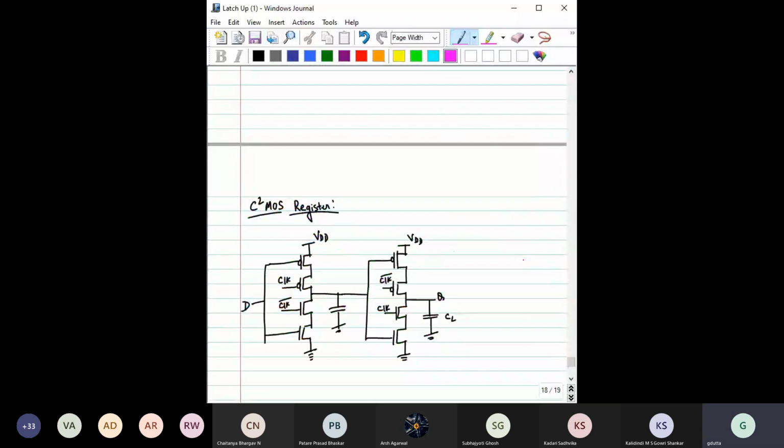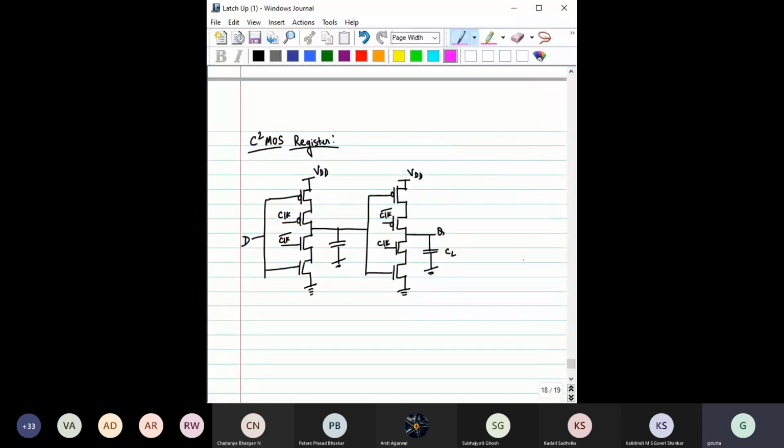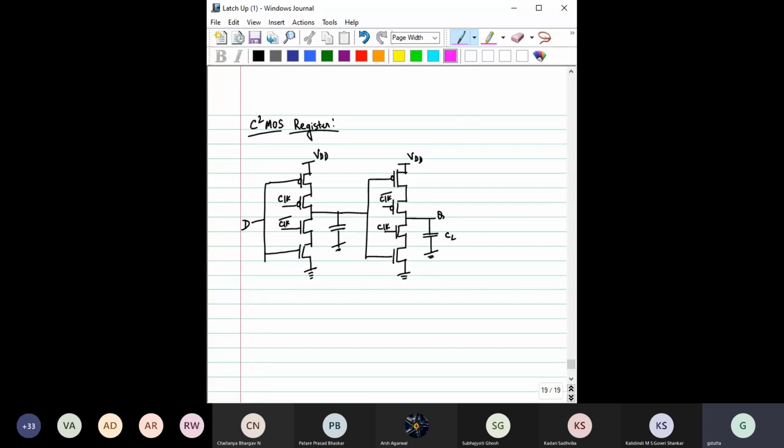Now to stop this clock overlap issue, another type of circuit has been proposed, which is called the C-square MOS register. So you are asking why we are studying so many types? Because all these things are in the syllabus. Okay, so it is the C-square MOS register.